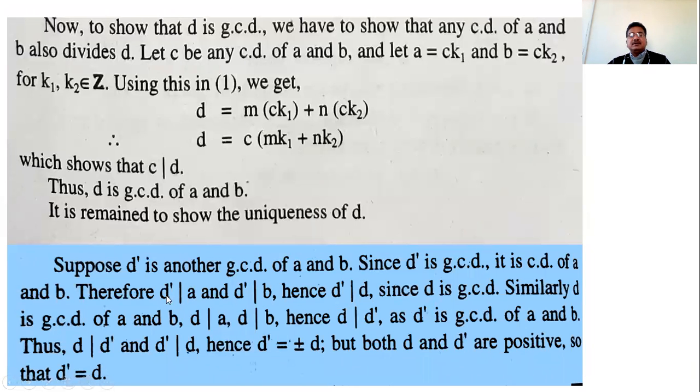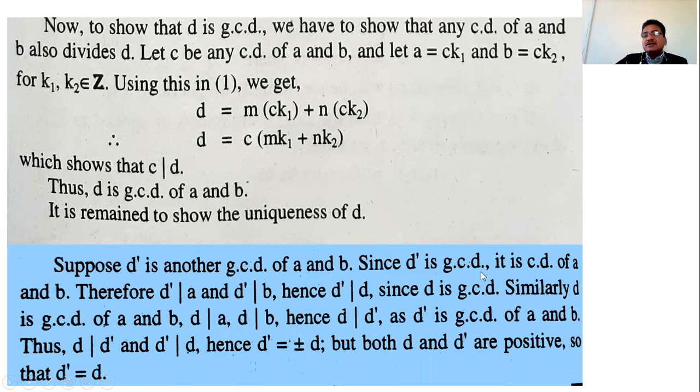We assume there exist two greatest common divisors of A and B. Suppose D and D dash are both greatest common divisors of A and B. Now we have to show the uniqueness of D. So suppose D dash and D are the two greatest common divisors of A and B.